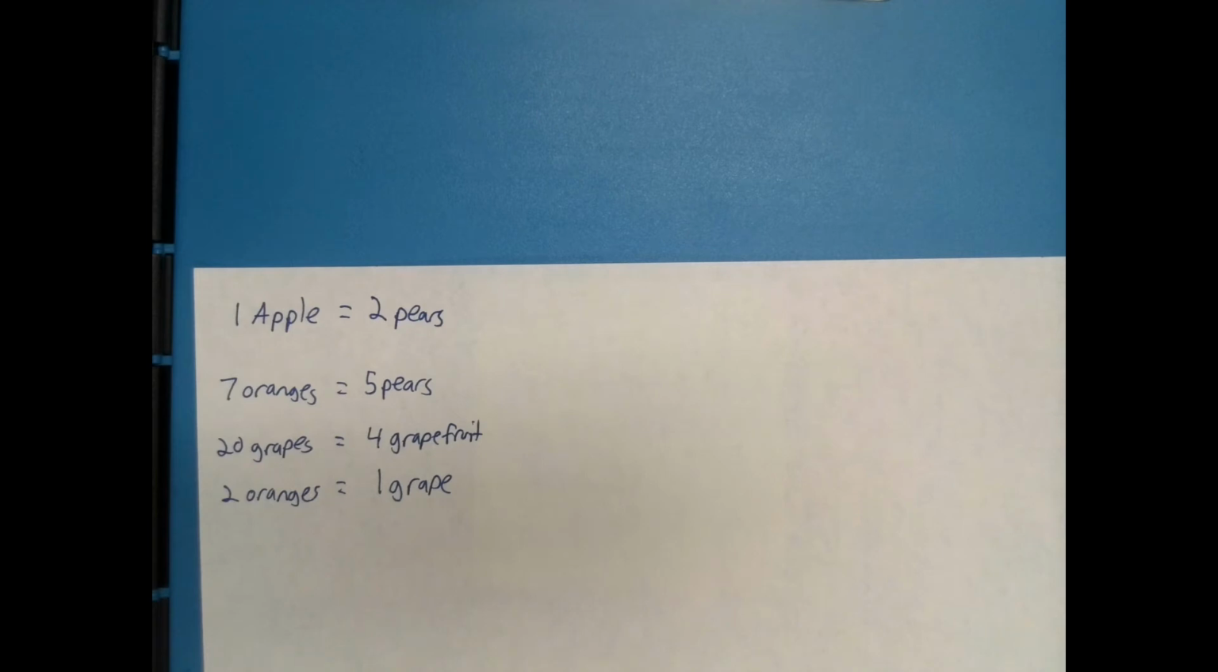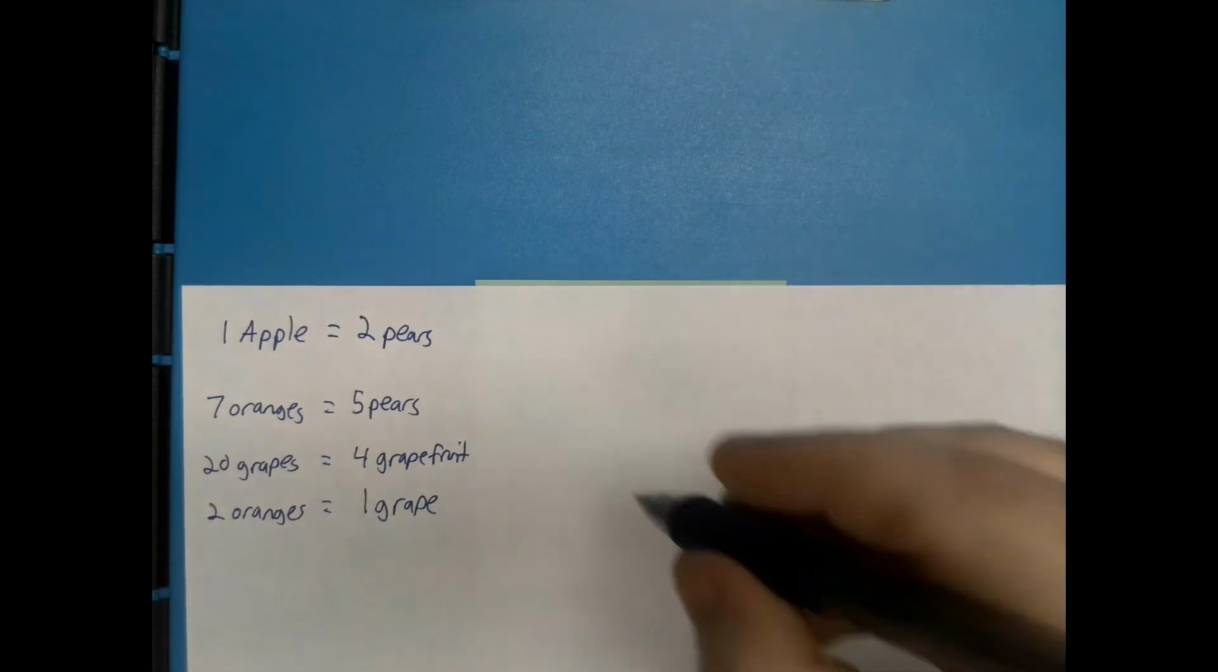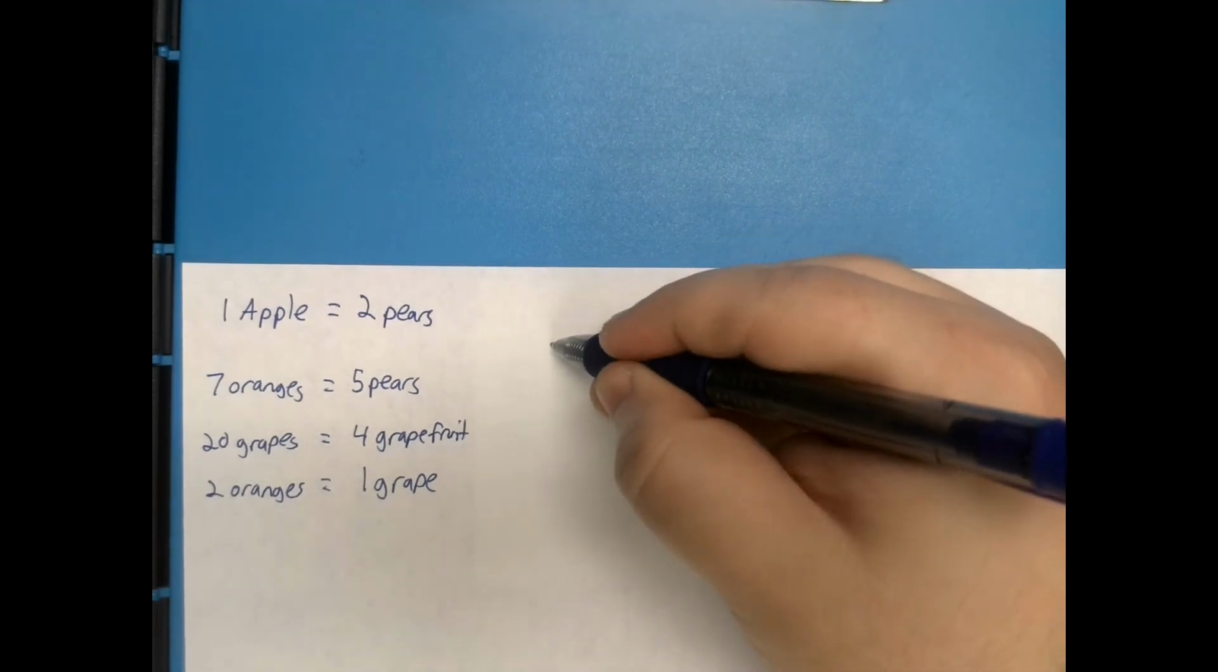So 1 apple is equal to 2 pears. 7 oranges are equal to 5 pears. 20 grapes are equal to 4 grapefruits. And 2 oranges are equal to 1 grape. Me, I can look at this and do the math quite easy. There's a simple rule. We start with what we're given.